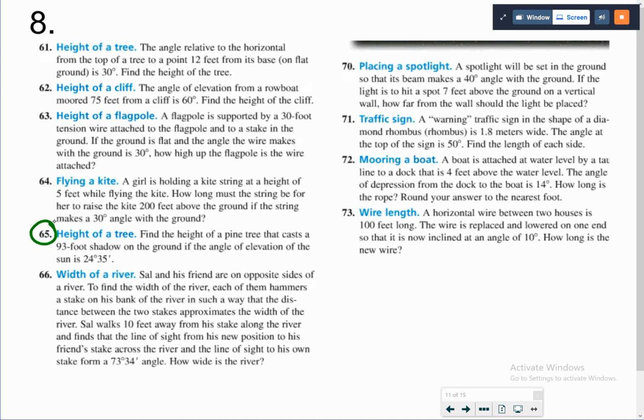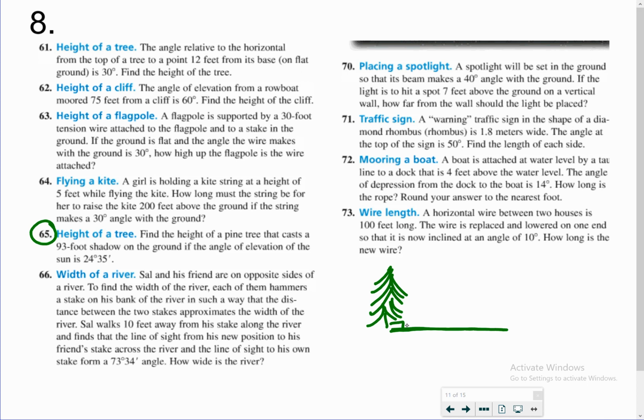Find the height of a pine tree that casts a 93-foot shadow on the ground if the angle of elevation of the sun is 24 degrees, 35 minutes. Okay, here's my pine tree. That's a pretty good pine tree. Okay, here's its shadow on the ground, and that's my 90-degree angle. Anything, remember, sticking out of the ground, that's your 90-degree angle.